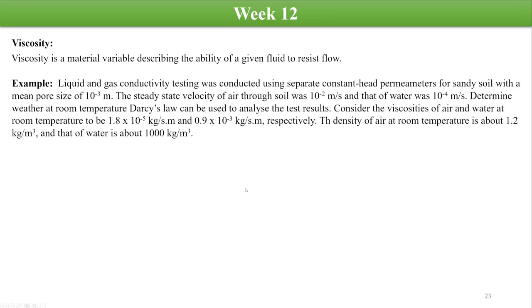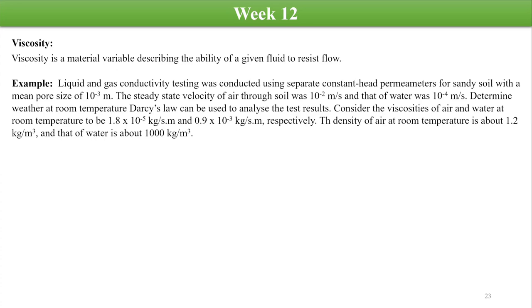So the example on the viscosity is such that a liquid and a gas conductivity testing was conducted using separate constant flow per meter for sandy soil with a mean pore size of 10 to the power minus 3 meter. The steady state velocity of air through soil is 10 to the minus 2 meter per second, and that of water is 10 to the minus 4 meter per second.